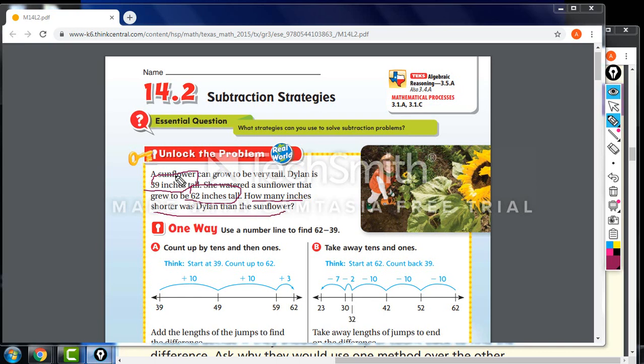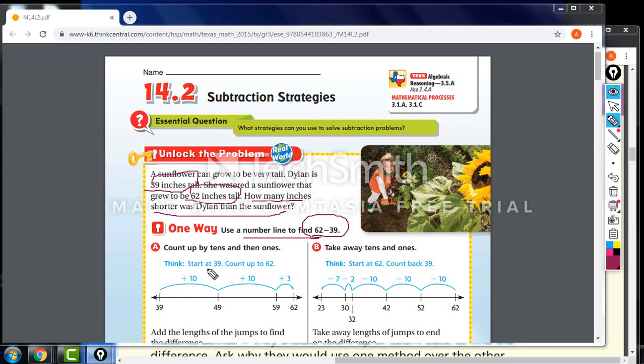Okay. So again, a sunflower can grow to be very tall. We know Dylan is 39 inches and the sunflower is 62 inches. How many inches shorter was Dylan than the sunflower? Here's Dylan, here's the sunflower. Some of these grow very big. So we're going to use the number line to find 62 minus 39, because we know we have to subtract those two.